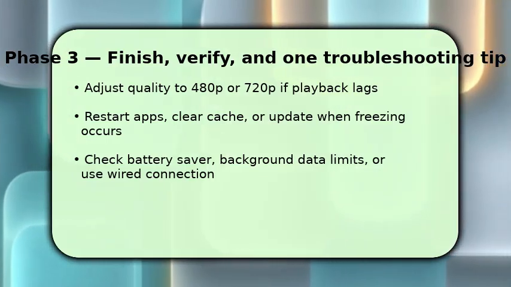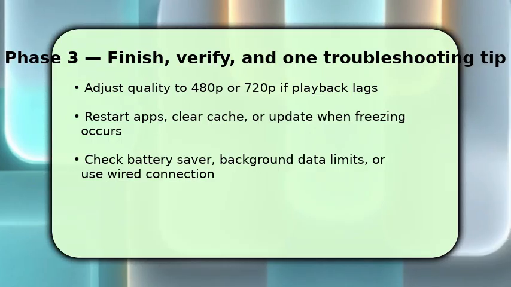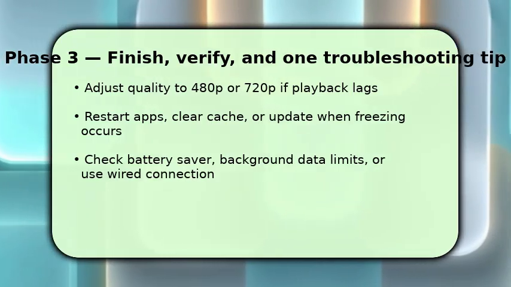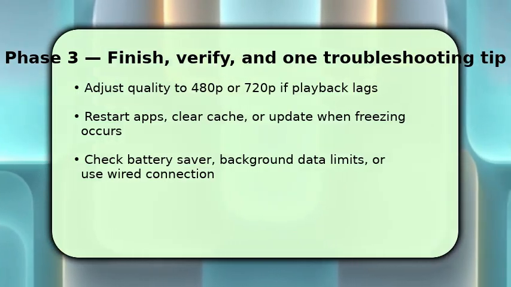Make sure battery saver or background data limits aren't throttling the secondary app, and when possible, use a wired connection for stability. If problems persist, reboot the device. That usually clears transient resource conflicts.